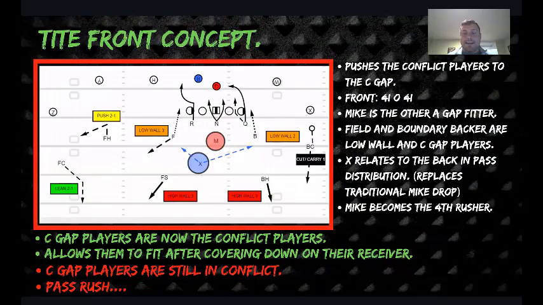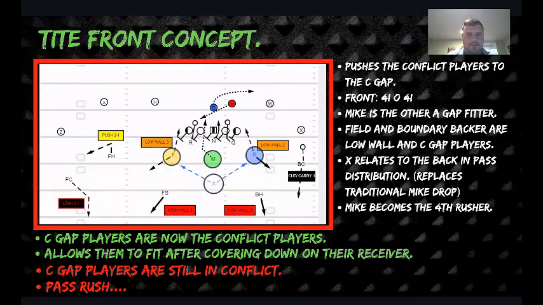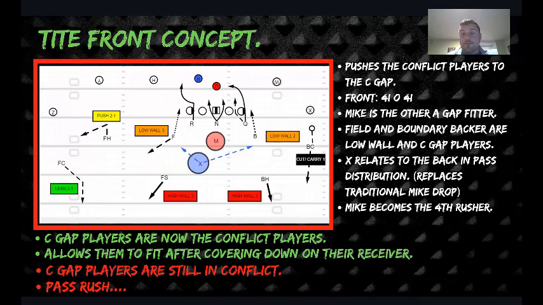That gets me into kind of my next concept for handling this, which is the tight front. The tight front is something that there's a lot of resources out there for. We did a video on it. There's lots of stuff out there, and it's starting to become more popular in the CFL and the Canadian game.